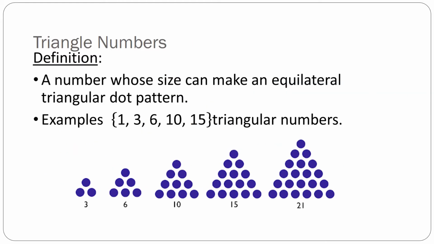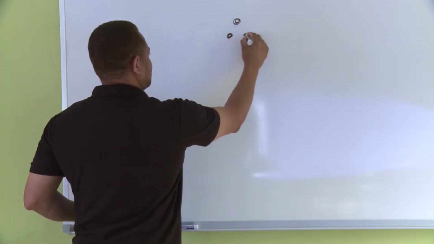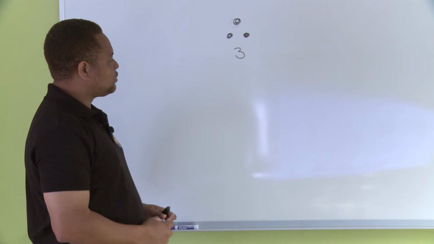Triangular numbers. Triangular numbers are numbers whose dots can make an equilateral triangle pattern. Example, 1, 3, 6, 10, 15. As we can see, 3 can form dots. If you put 3 in the pattern of a dot, three dots form an equilateral triangle.